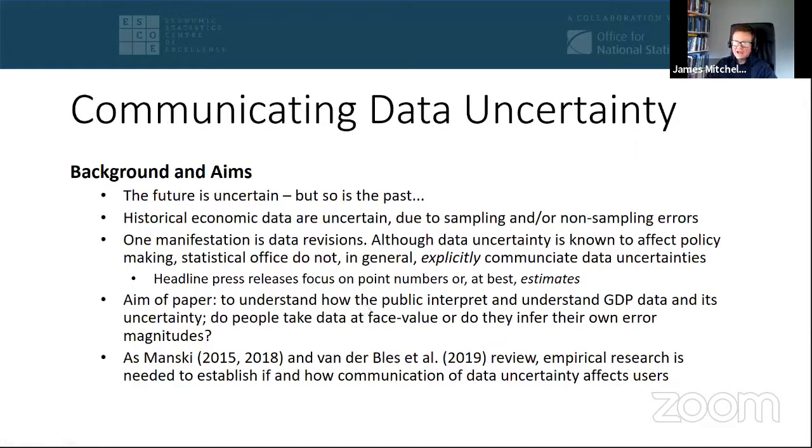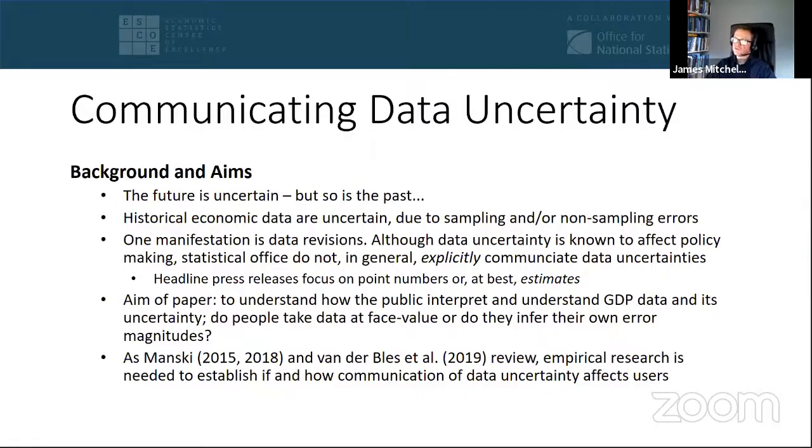As Sumit touched on in the introduction, this project is all about trying to understand the public's perceptions of data uncertainty. In these uncertain times, none of us need telling that the future is uncertain, but of course, good economic statisticians and policymakers are very aware that the past is also uncertain. As we all well know, historical economic data, the sort Johnny was talking to us about just now, are uncertain. They're subject to various types of sampling and non-sampling errors, which mean that economic data tend to be revised.